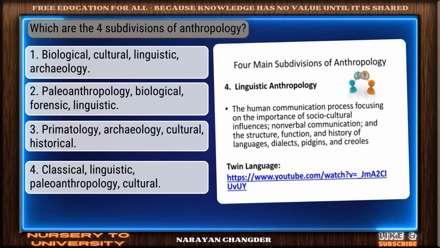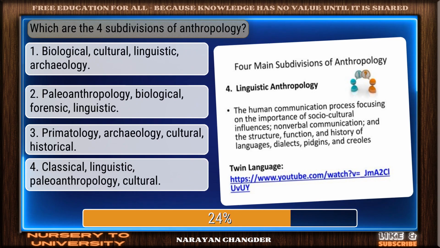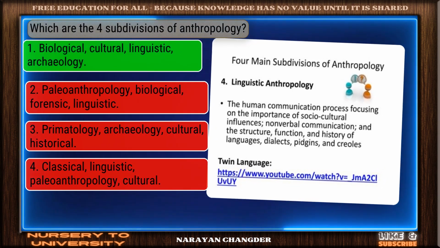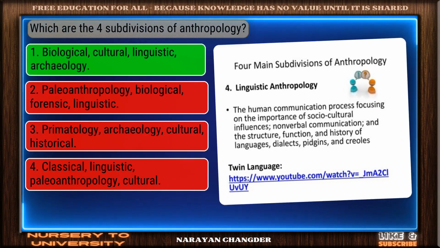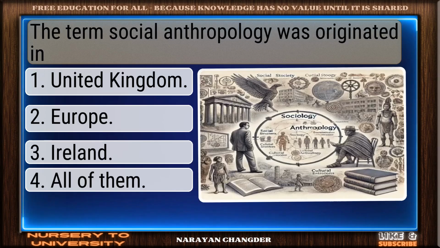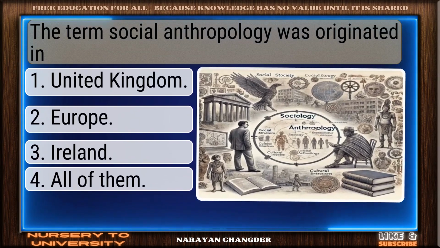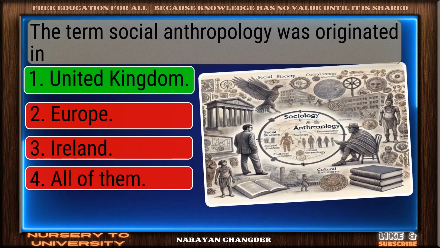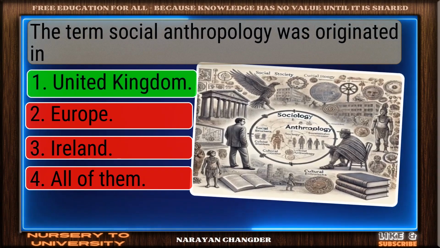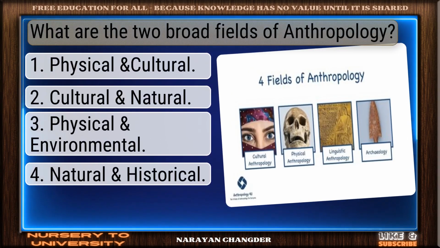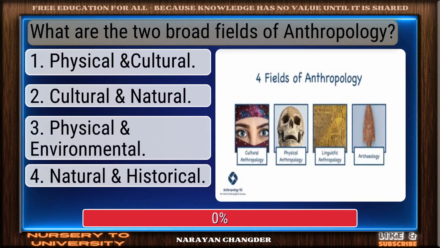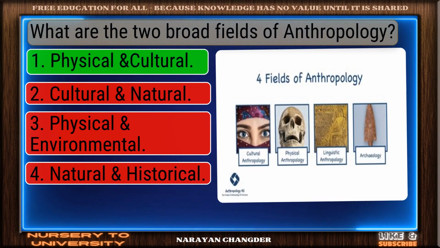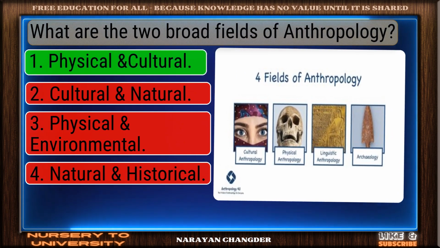Which are the 4 subdivisions of anthropology? Great job. Biological, cultural, linguistic, archaeology is the accurate answer. The term social anthropology was originated in. Well picked. United Kingdom is the correct answer. What are the 2 broad fields of anthropology? Strong choice. Physical and cultural is the right answer.